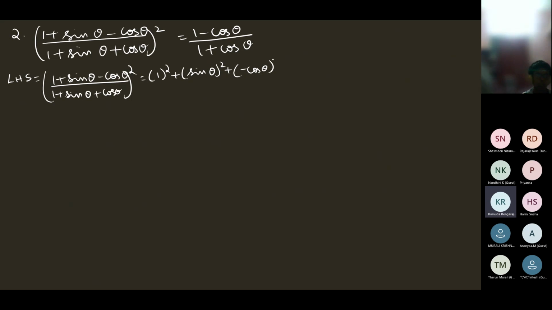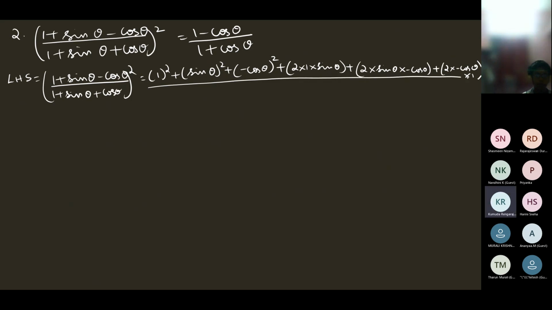A square plus b square plus c square plus 2ab, 2 into 1 into sine theta, plus 2bc, 2 into sine theta into minus cos theta, plus 2ca, 2 into minus cos theta into 1, divided by the same thing: a square plus b square plus c square plus 2ab plus 2bc plus 2ca, cos theta into 1.